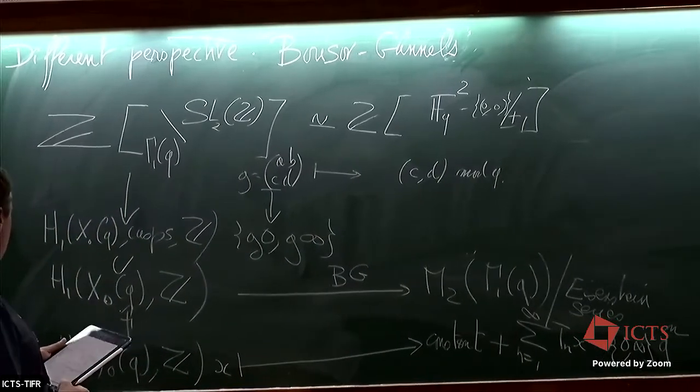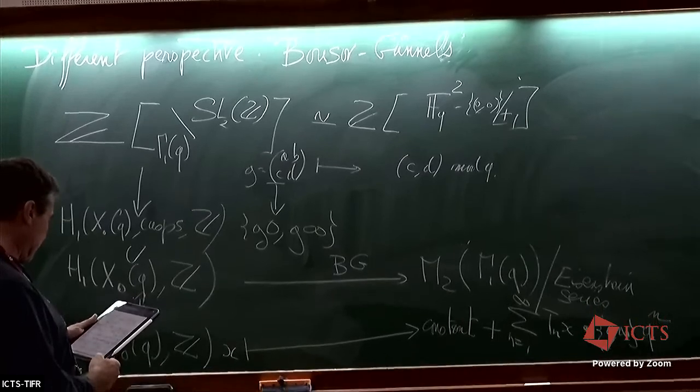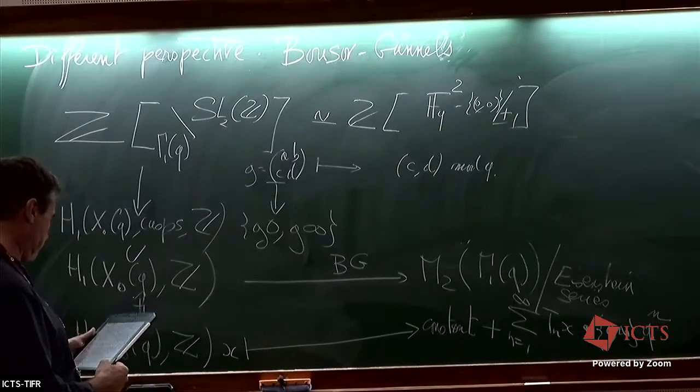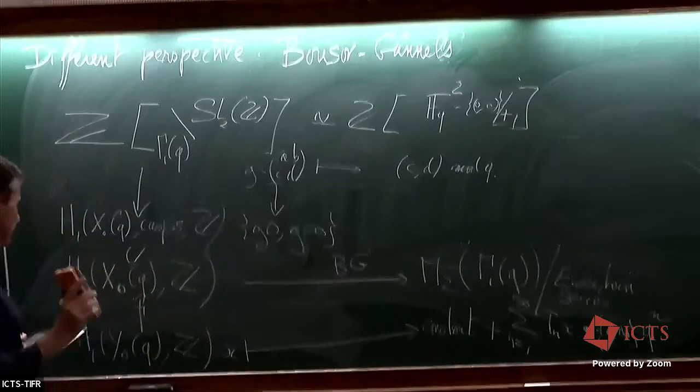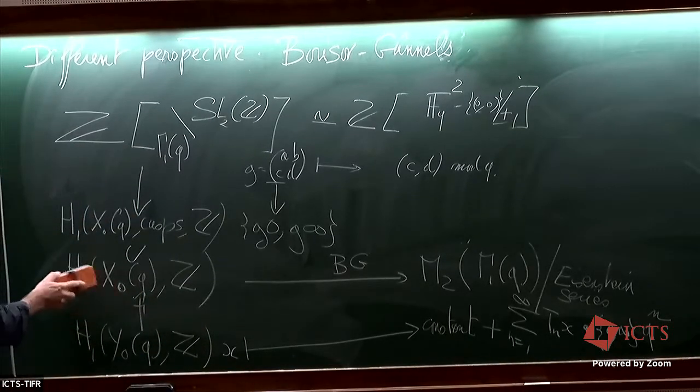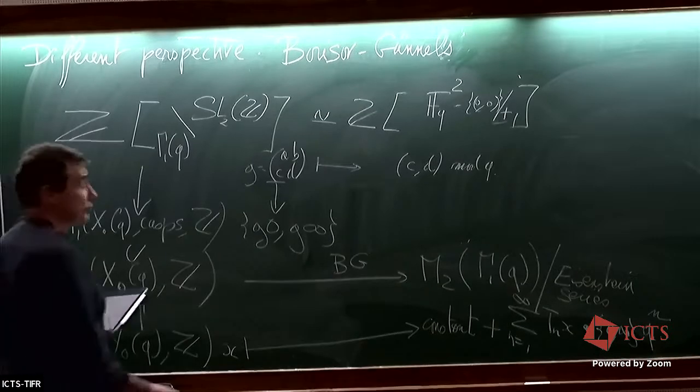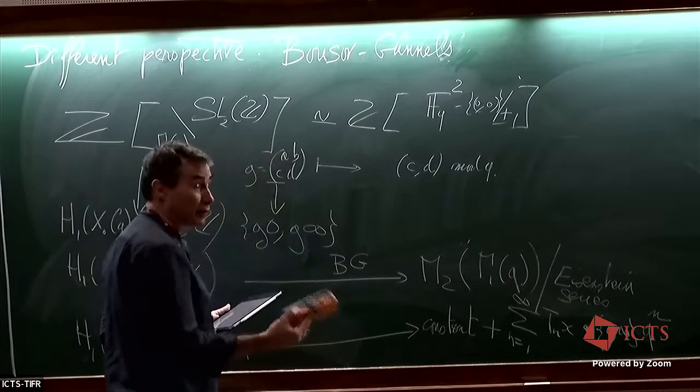Okay, so here is the construction. And I have to make something clear. You take an element here, you lift it here. There is an ambiguity, but the ambiguity in fact disappears once you mod out by Eisenstein series. This is the reason why you mod out.